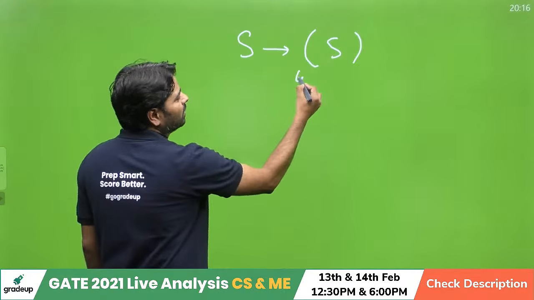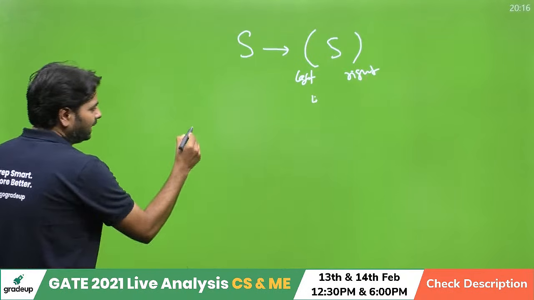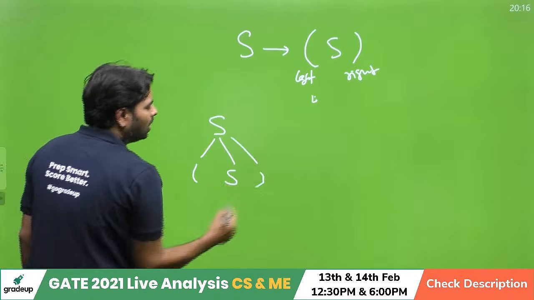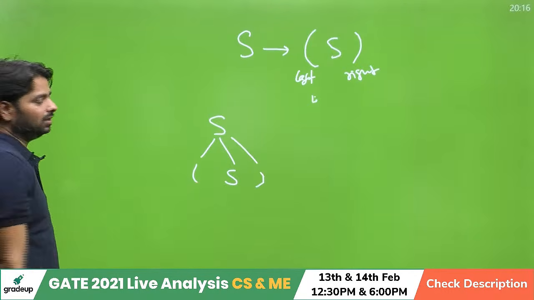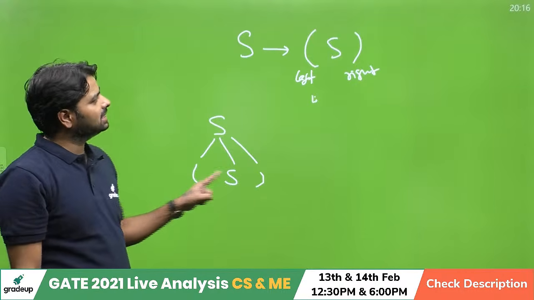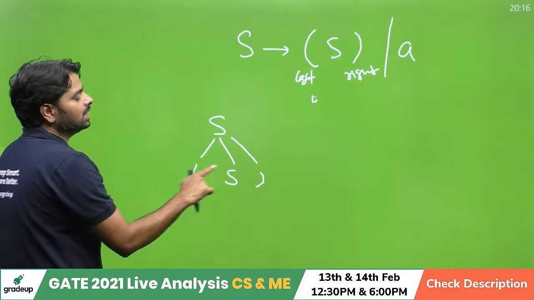Left is this one, the left parenthesis, and the right parenthesis. You can write, all are at the same level, all are at the same level. So you can say this is equal to, let me write something to end, and I can say this is equal to that.